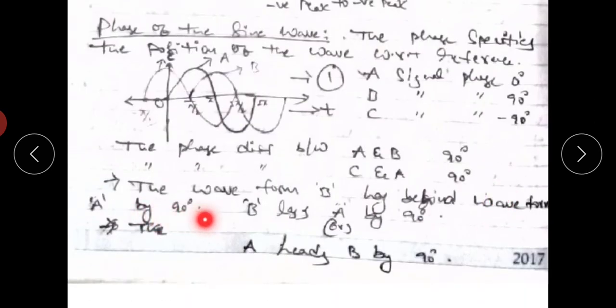Next, the phase difference. Here the phase difference between A and B equals 90 degrees. The phase difference between C and A equals 90 degrees. And the phase difference between C and B equals 180 degrees. First, waveform B lags behind waveform A by 90 degrees.